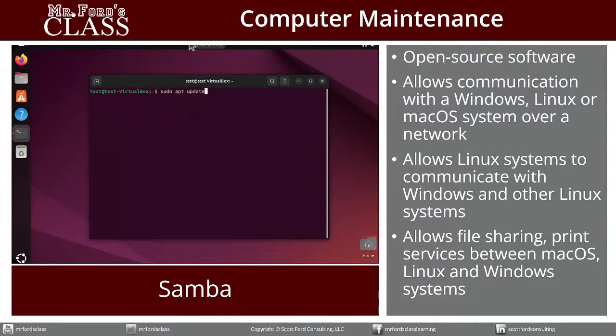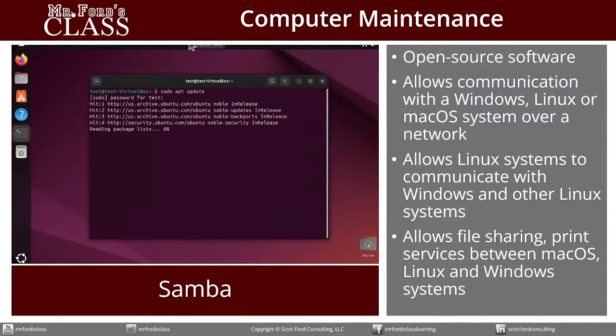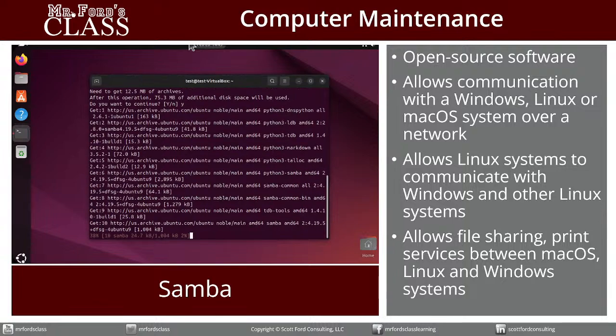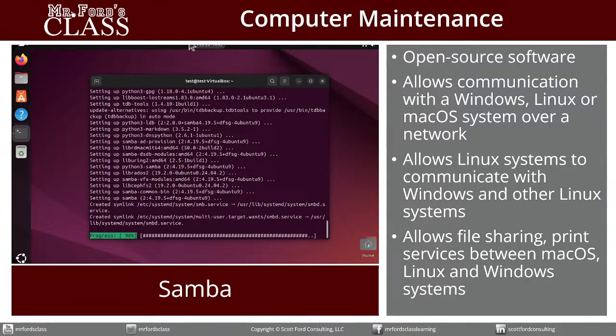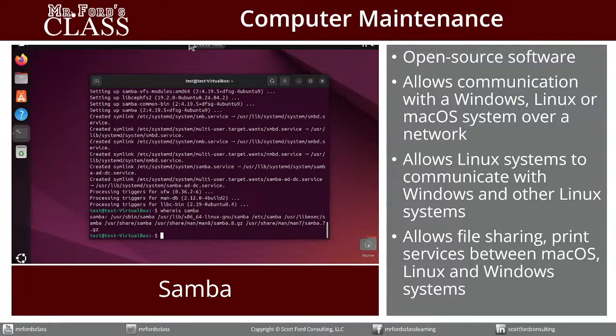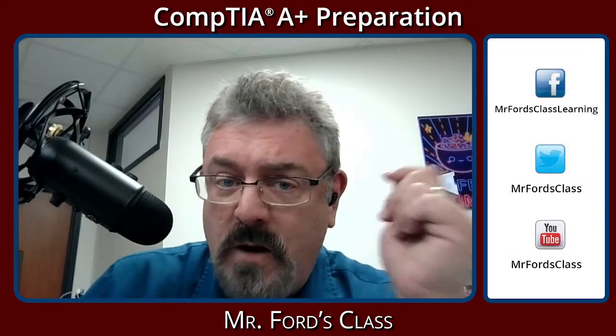And finally, this is something that you need to know. This is called Samba. It is open source software. This allows communication with a Windows, Linux, or macOS system over a network. This allows the Linux system to communicate with Windows and other Linux systems. Let me repeat that. Samba allows Linux systems to communicate with Windows and other Linux systems. It allows file sharing and print services between macOS, Linux, and Windows systems. Again, there's a reason why I'm harping on this one.